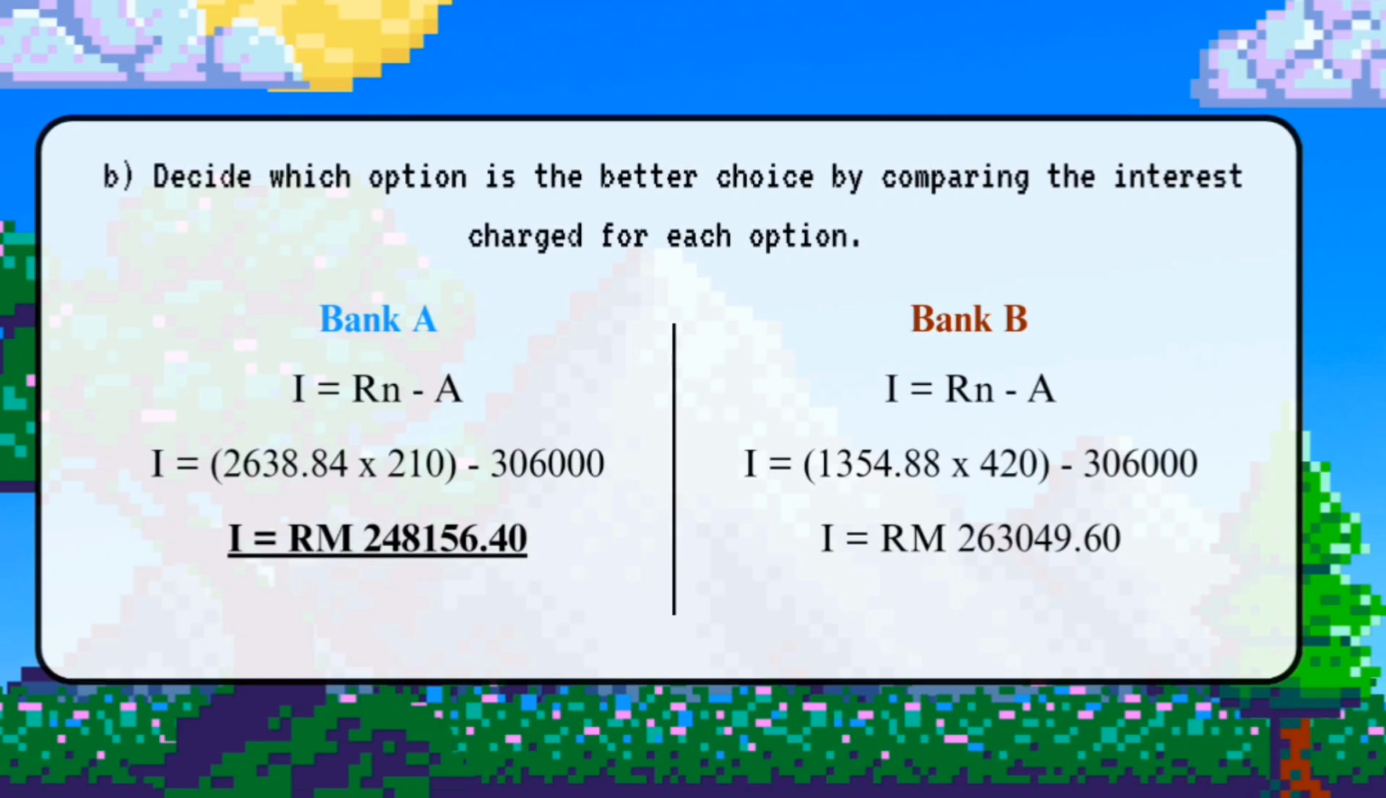For question B, we have to decide which option is the better choice by comparing the interest charge for each option. For bank A and bank B, we can use the interest charge formula like has been given in the slide. I equals opening bracket 2,638 ringgit 84 cent multiplied by 210 closing bracket minus 306,000 ringgit, and if you use a calculator you will get RM 248,156 ringgit 40 cent. For bank B, I equals opening bracket 1,354 ringgit 88 cent multiplied by 420 closing bracket minus 306,000 ringgit, and then you will get RM 263,049 ringgit 60 cent. Since the interest charged by bank A is lower, bank A is the better choice. So that's all for question 2 part B.